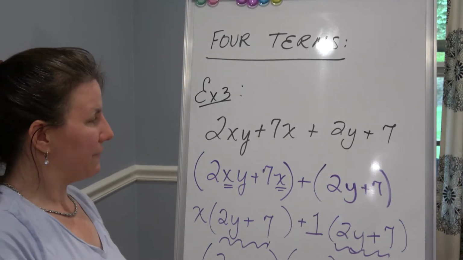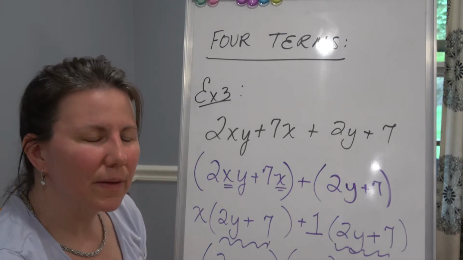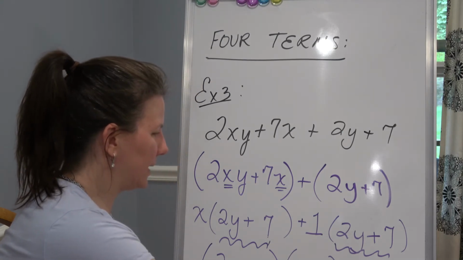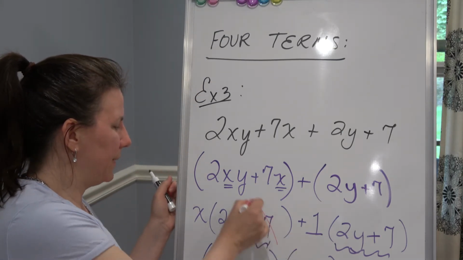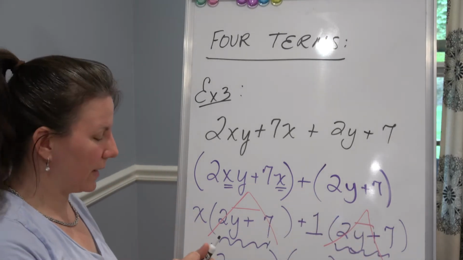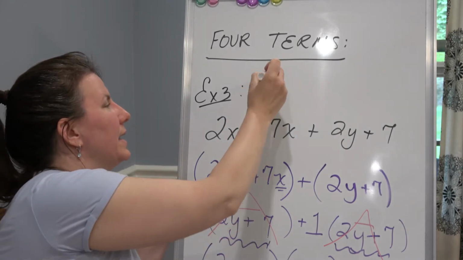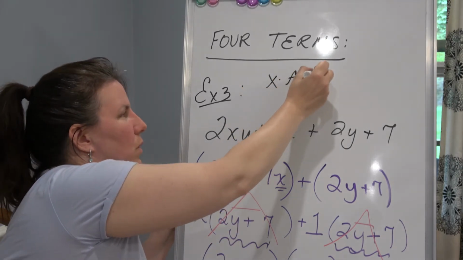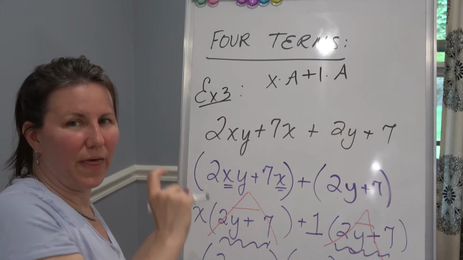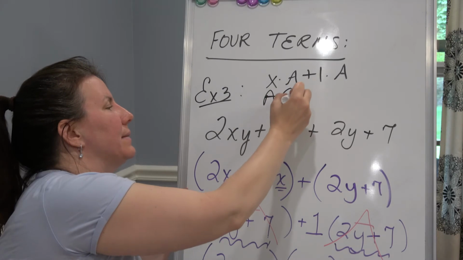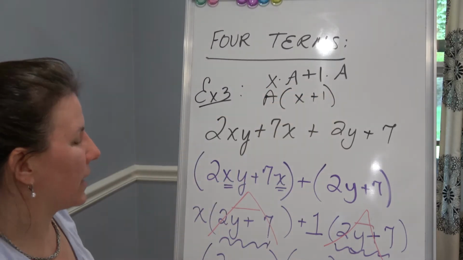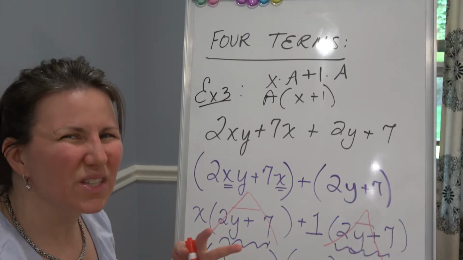All right. Factoring by grouping is a little bit weird. I think that when I do this in class, sometimes I'll say, well, what if this were a big old A? Think of what you would do. If that were an A, you would say, if you had x times A plus 1 times A, you could factor out an A. So you could pull that in front. So you'd have A times x plus 1. Well, here the A is just the 2y plus 7. So it's a little bit different.